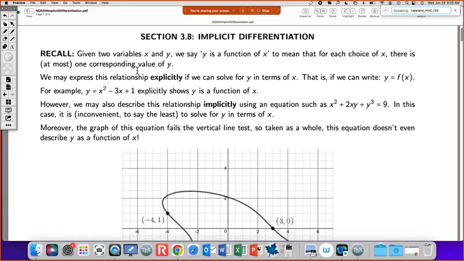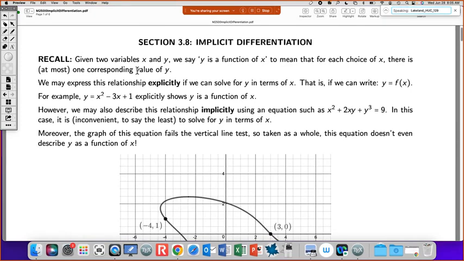So yesterday we talked about the chain rule. The chain rule talks about function composition. Today we're going to be talking about implicit differentiation, which, as you'll see, is a continuation of the chain rule.